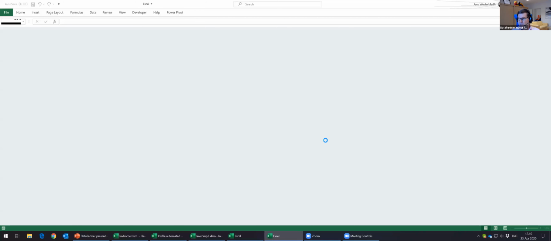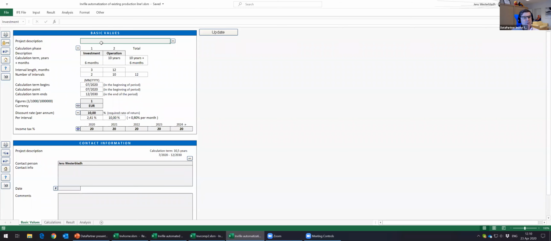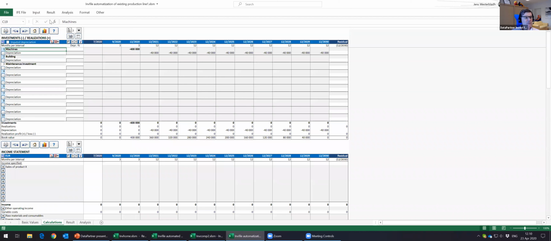So only the differences will show up. Now it was ready. This is automatization of existing production. Let's look at this file. Look at the investment table. Oh, that was quite empty. So now you see only the additional investment shows up and the depreciations of that one. Everything else is the same in both cases.